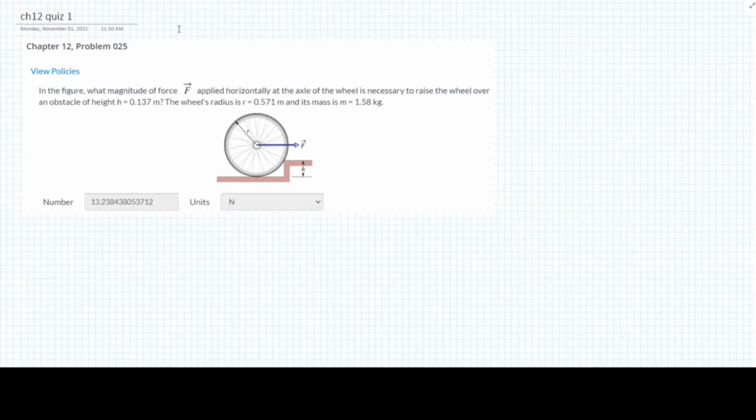And this is very consistent with what we've been doing thus far in terms of the force analysis method.